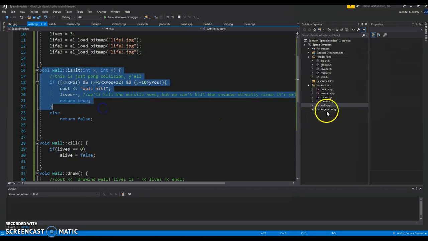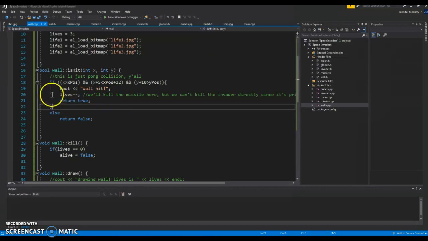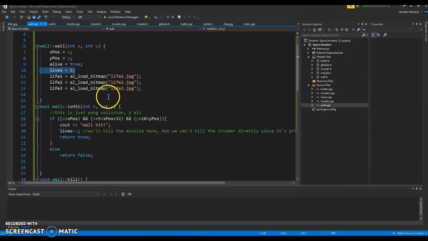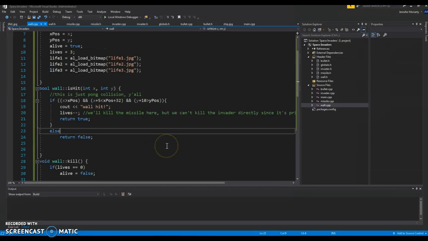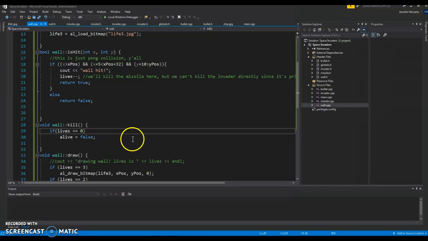The collision function I just stole from the other collision functions, altered a little bit so the numbers fit with the dimensions of the wall. One difference is that you do want to reduce the lives of the wall, because each wall only has 3 lives. It can be hit 3 times. Each time its picture changes a little bit, and then after the 3rd time it is killed, which you can see by the kill function here.